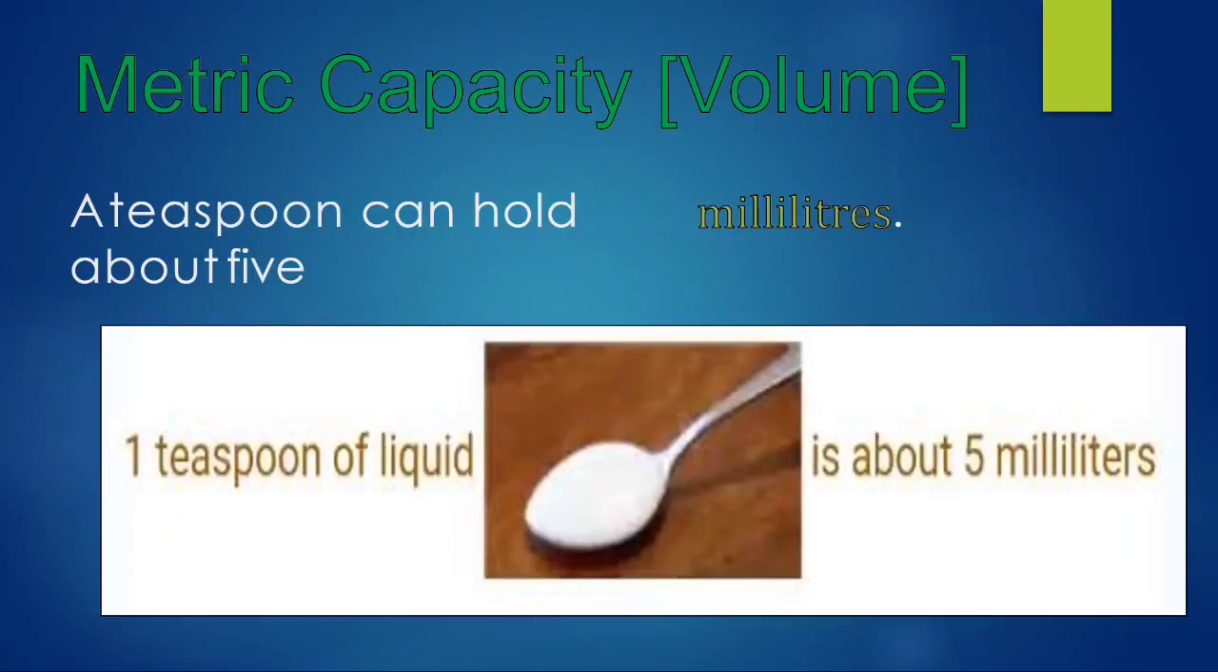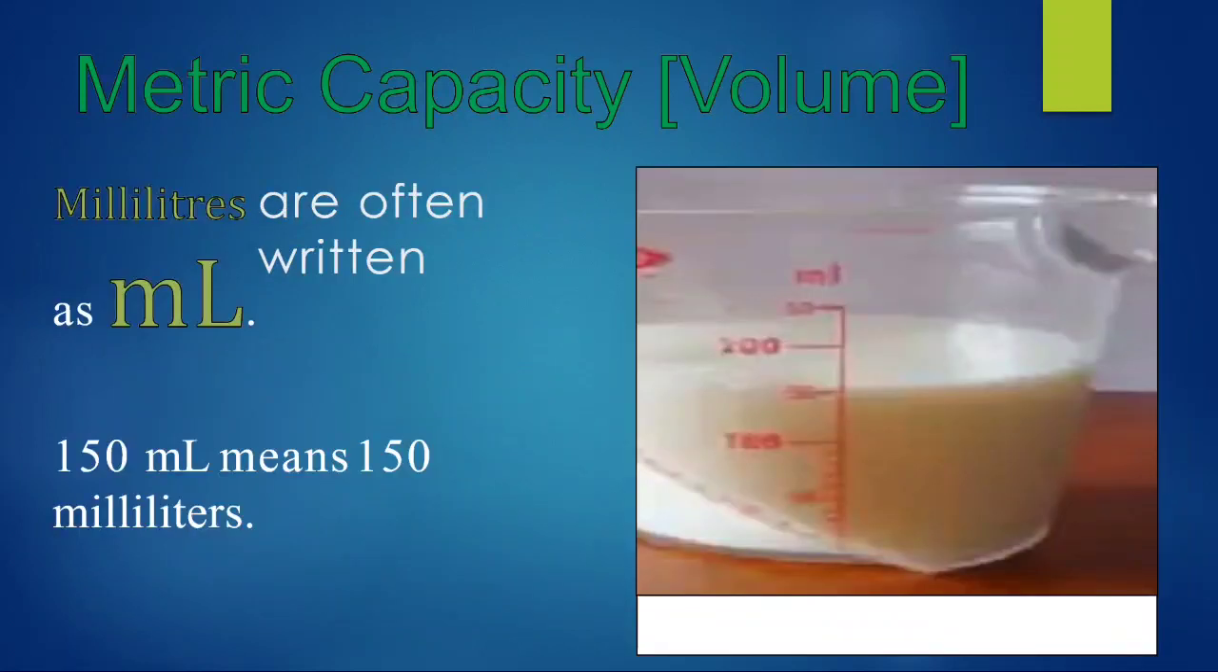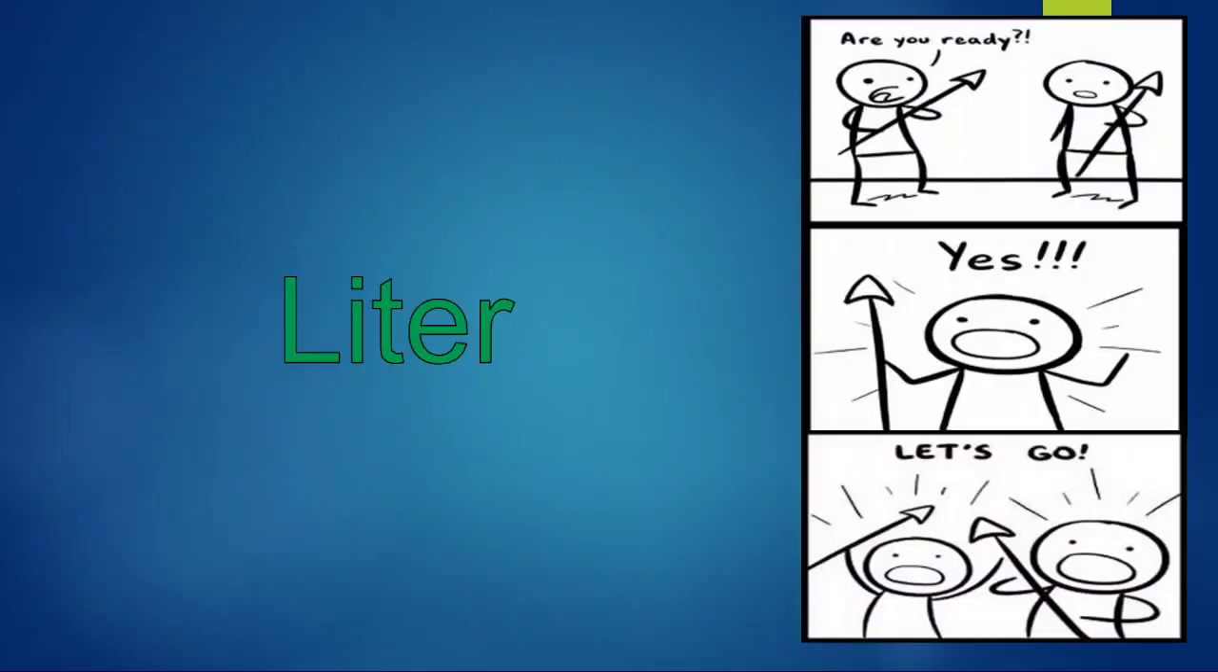A teaspoon of liquid is about 5 milliliters. That's why I said earlier, milliliters are often written as ml. 150 ml means 150 milliliters.